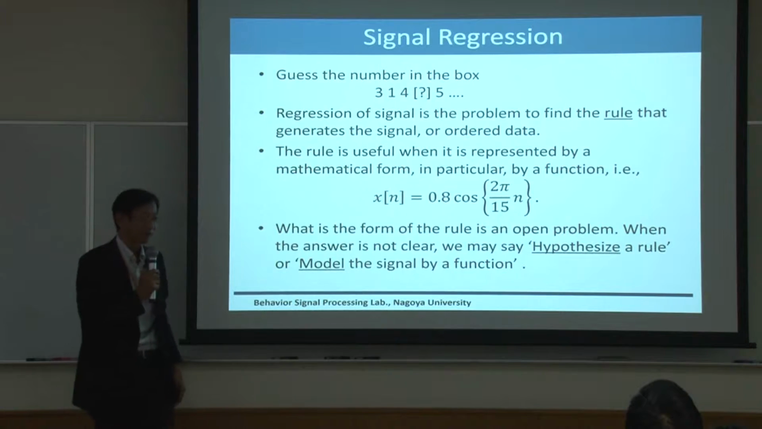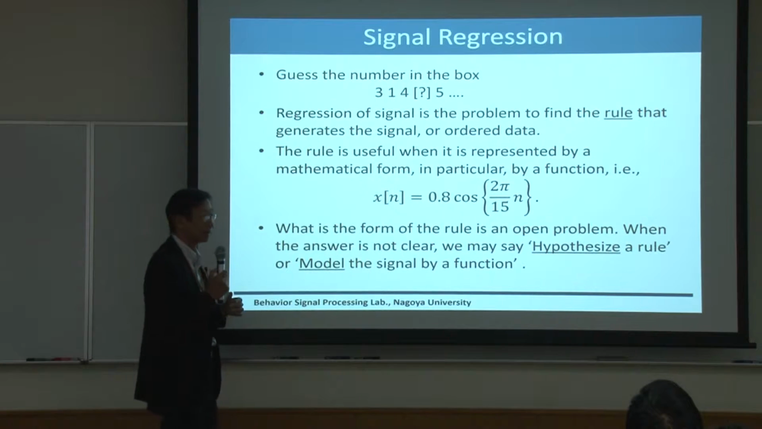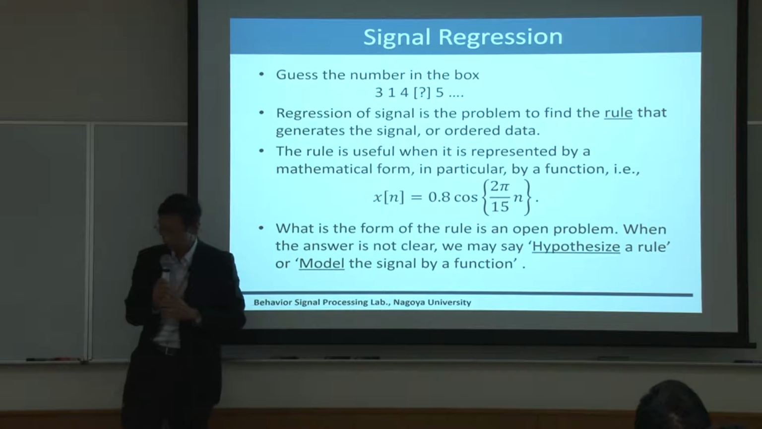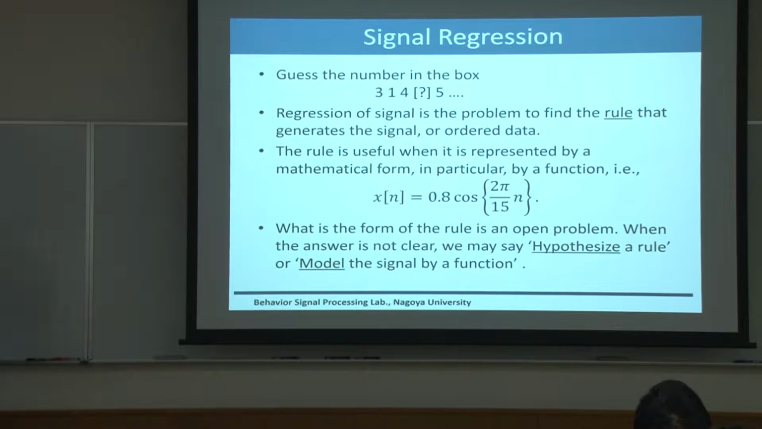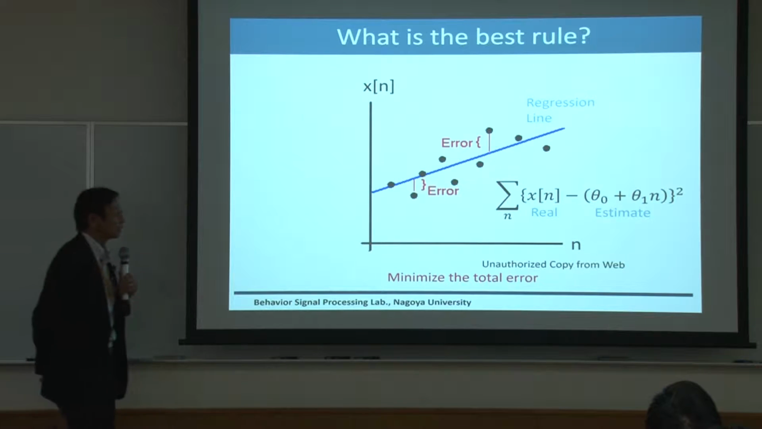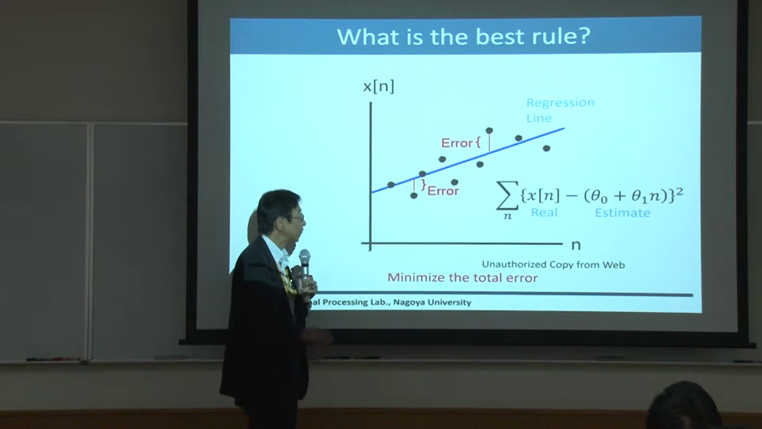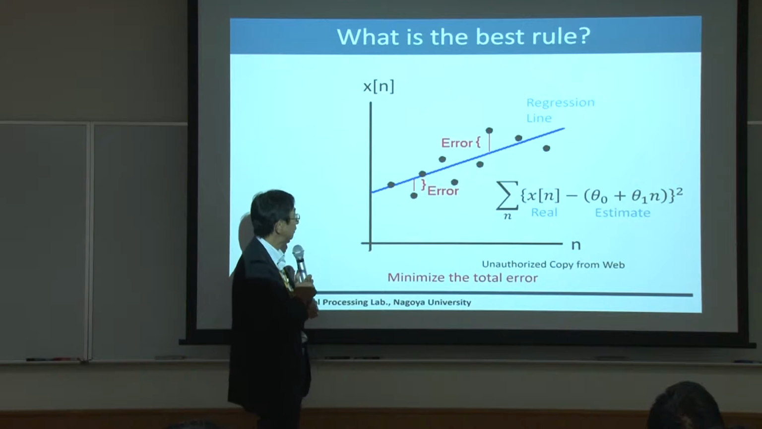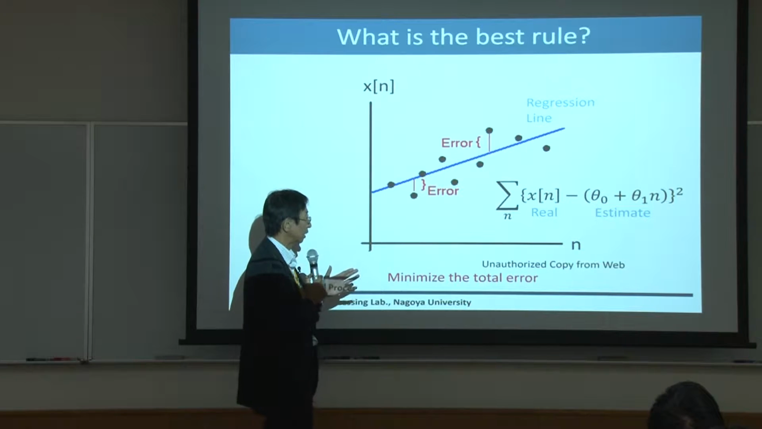And the most important thing after that is to confirm the correctness of the hypothesized theory or model equation. So this is the whole topic I'd like to talk about today. So the discussion becomes the question: what is the good rule behind the data? What is the best rule or good hypothesis? That is one big question, okay?